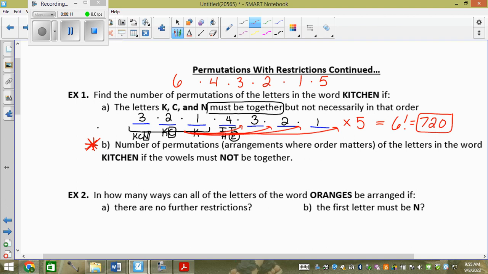I ask this question. This question is the number of permutations, which I'm not going to say permutations. You're going to need to know that because it's a word. Of the letters in the word kitchen if the vowels cannot be together. I say the vowels can't be together, and then you guys start making like 87,000 cases where the vowels are not together.